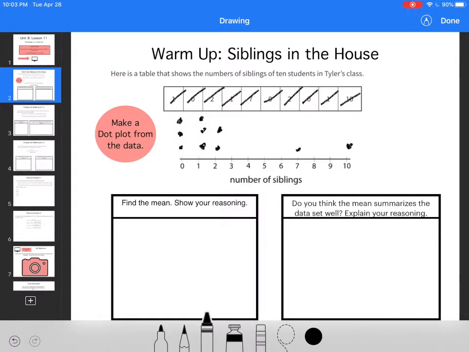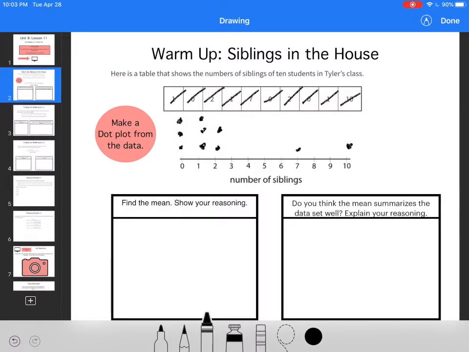All right, so find the mean, show your reasoning. So the mean is when I add up all the numbers that I have. So even though they're zeros, I would still add them. So 0 plus 0 plus 0 is 0. So then I have 1, 2, 3, 4, 5, 6, 7, 14, 24. So I have 24. I should probably do this in this box.